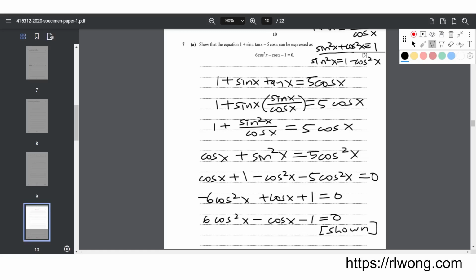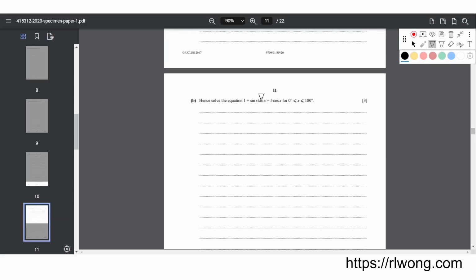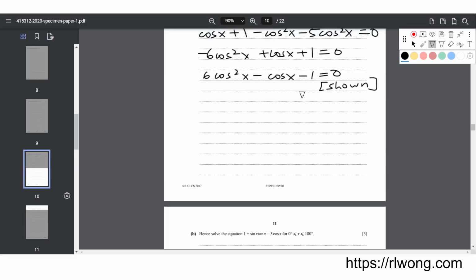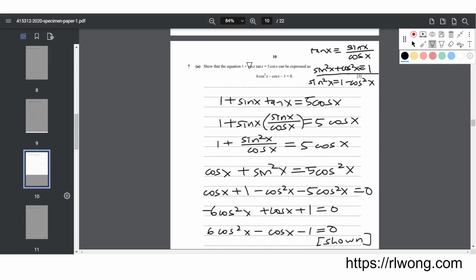All right. So now that I have done that, the next thing I need to do is go on to part B, and they ask us to solve the equation 1 plus sine x tangent x equals to 5 cosine x for x in between 0 and 180 degrees. And they give us this for a reason, right? So they tell us that this can be written as this. It's going to be very tough to solve this.